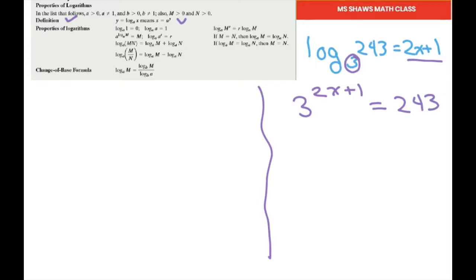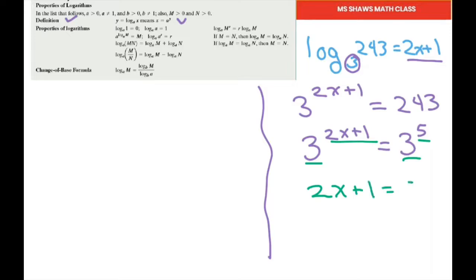Now, 243 is actually 3 to the 5th, so you have to know your powers. You should know 3 to the 4th is 81, and then it's just easy from there. So since our bases match, now we only have to deal with the exponents. So you have 2x plus 1 equals 5. Subtract the 1. So you get 2x equals 4, so x equals 2.